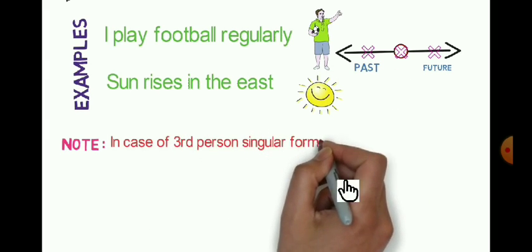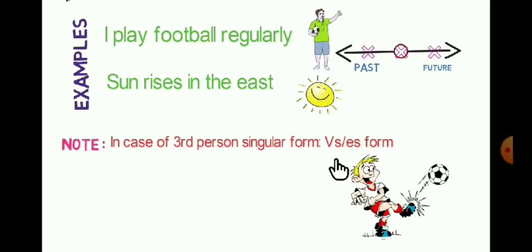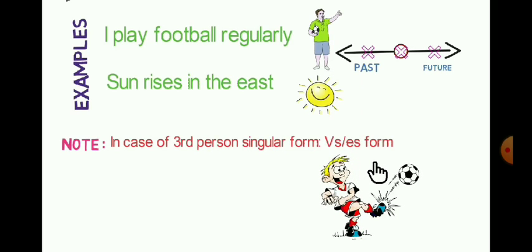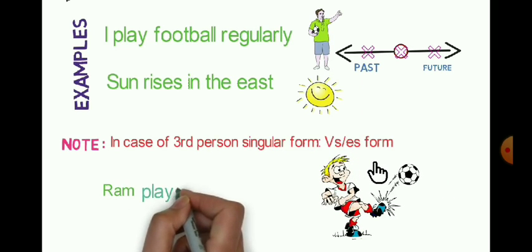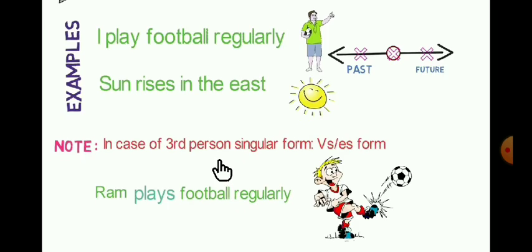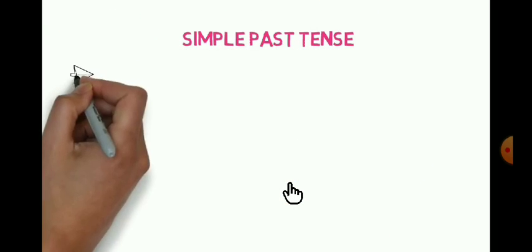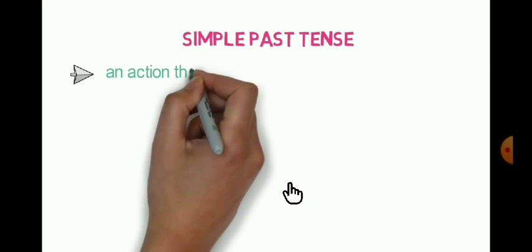All right, so here what we have to note, in case of third person or singular form, the V s/es form will come. Which form? The fourth form of the verb. Okay, s/es form for which one? For third person. All right, so this is what we have learned about the basics of the simple present.